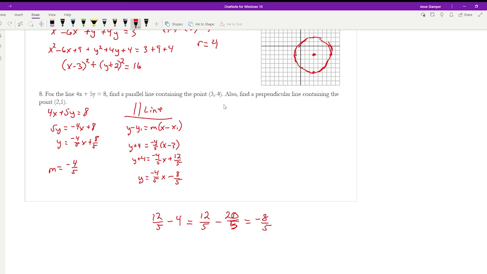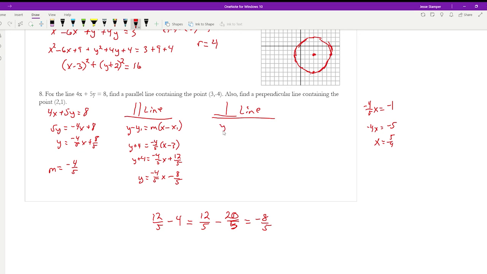Now, let's look at our perpendicular line. Now remember that for the line to be perpendicular, the product of the two slopes has to equal negative 1. So negative 4/5 times x has to equal negative 1. Well, that would be a 5 on both sides. So negative 4x equals negative 5. And x is going to equal 5/4 because the two negatives cancel out.